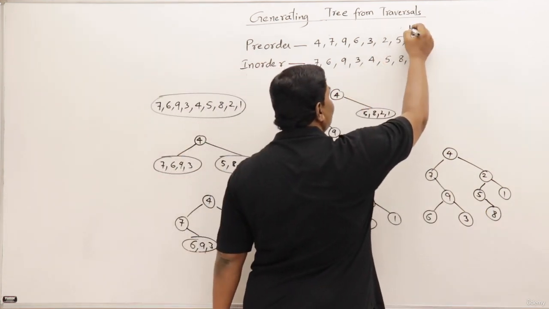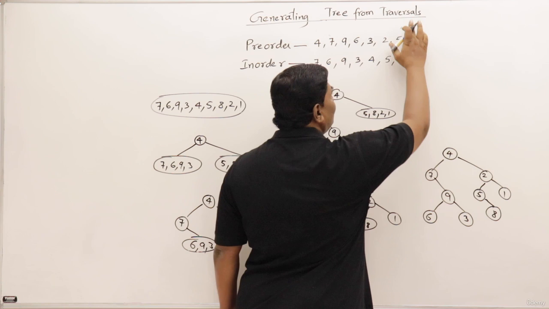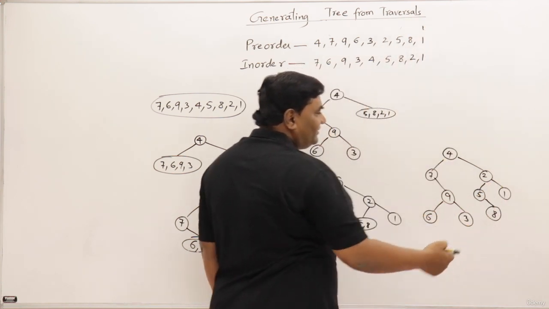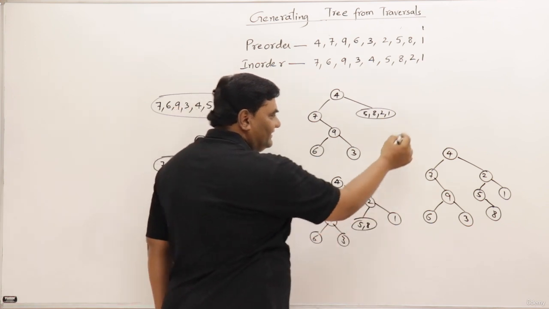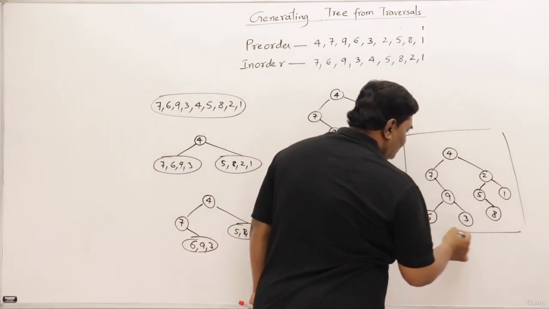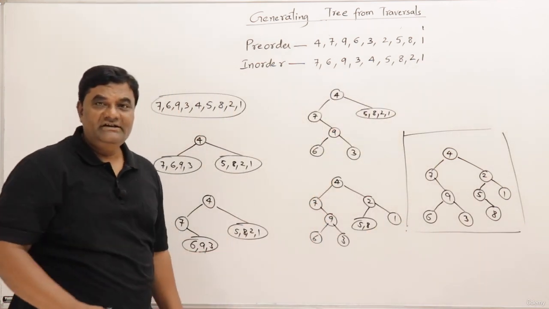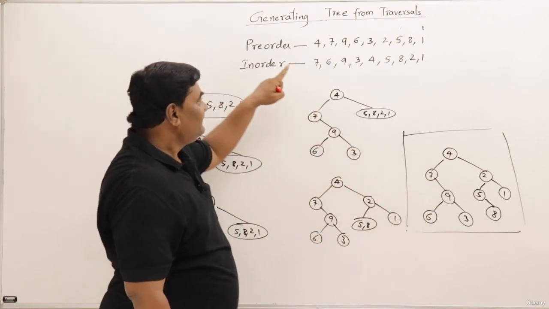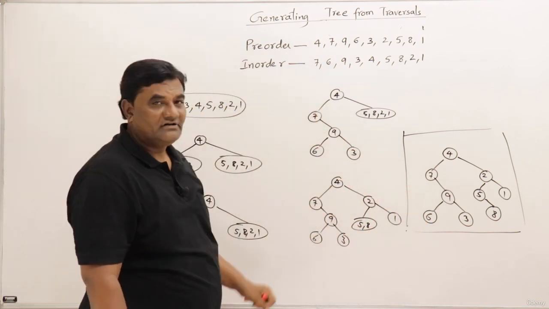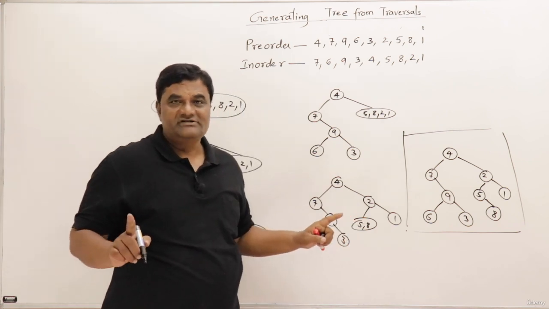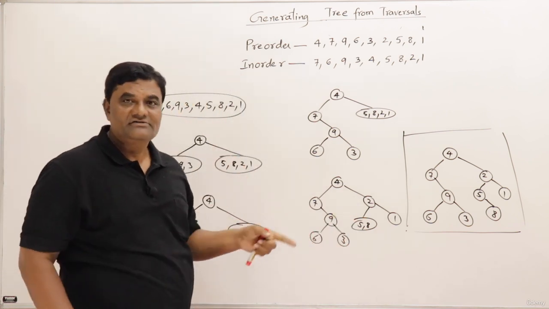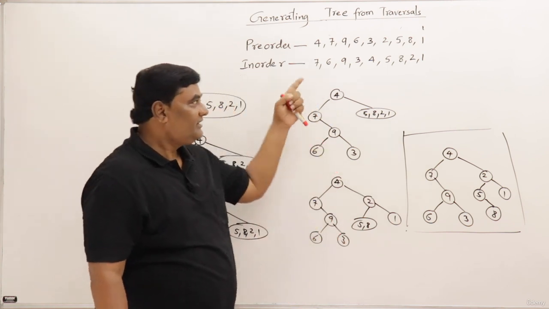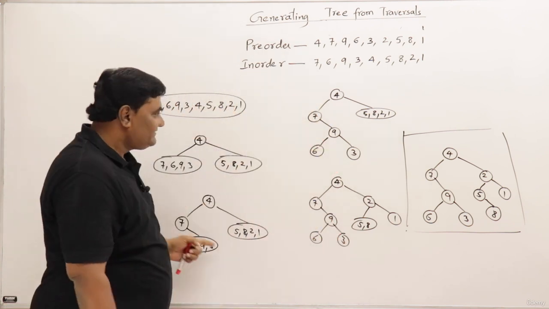Continue. 8. Search for 8. Single element. Don't do anything. Move next. 1. Search for 1. Found. Single element. That's all. This is a tree. This is a unique tree, just one single tree. For this tree, this is the pre-order and this is the in-order. There is no other tree possible which gives the same pre-order and in-order. So this is a unique tree. So we are able to generate a unique tree if pre-order and in-order are given, and this is the procedure.